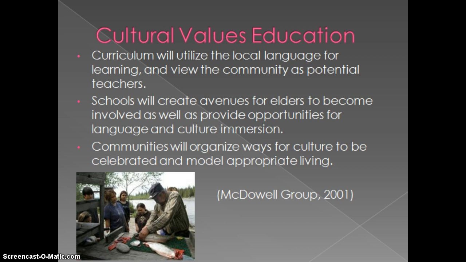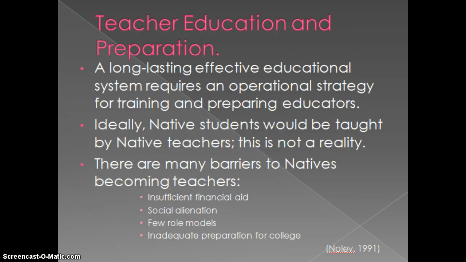Culturally relevant schools will create avenues for elders to become involved either in formal or informal settings. They'll allow for opportunities for students to learn the language and embrace their culture. The communities will organize ways for culture to be celebrated and then model appropriate living in the way that they view is best. So the next thing that we're going to discuss is how teachers themselves are being prepared to teach Native students in a culturally effective way.